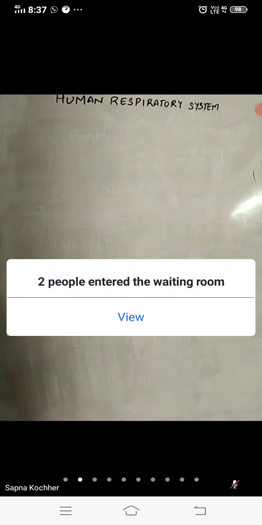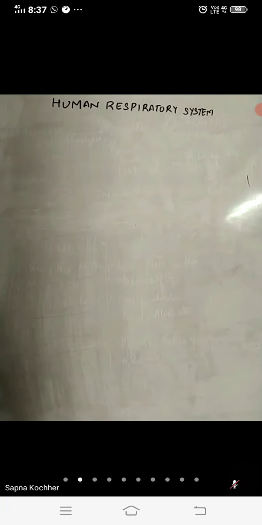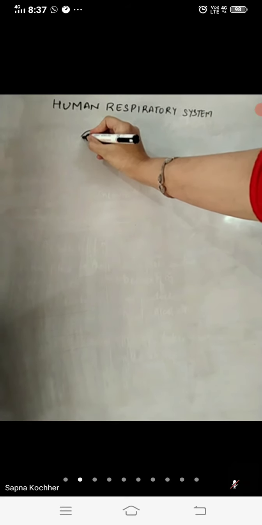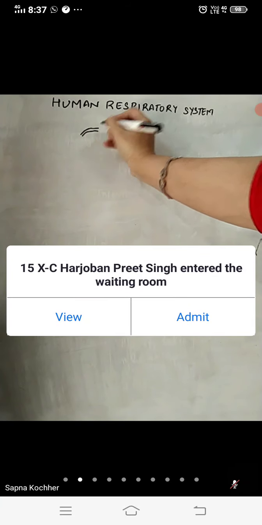So now we have to first draw this diagram. Use pencils only to draw the diagram. Now coming to this diagram, first of all we have the nasal chamber, that is the nasal passage. Through the nostrils there is a nasal passage like this, right?